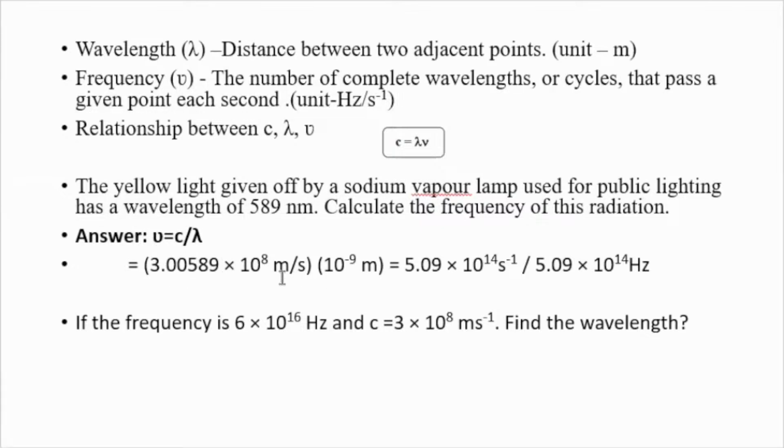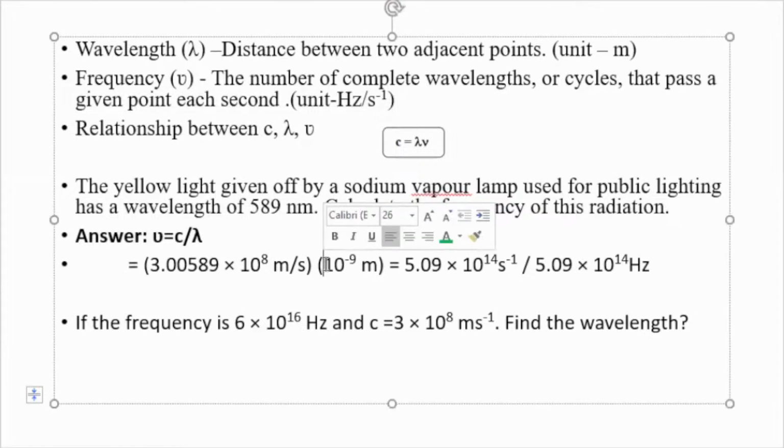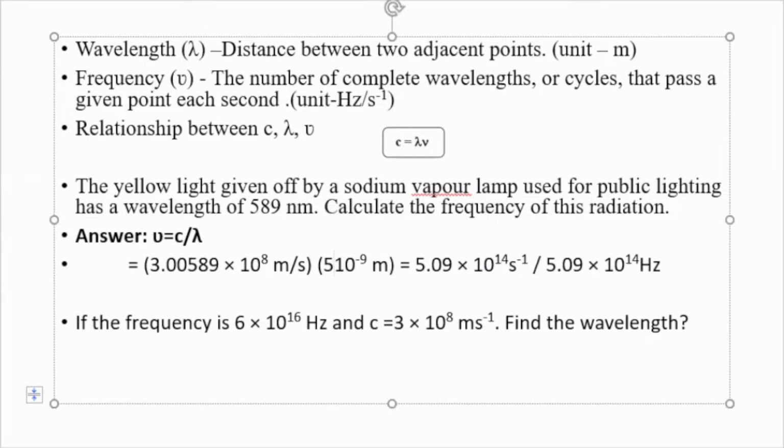c is 3 into 10 to the power 8, and the wavelength is 589 into 10 to the power minus 9, because you need to mention all the things in correct units. Even though it is given in nanometers, you need to convert it into meters. A nanometer is equal to 1 into 10 to the power minus 9 meters.